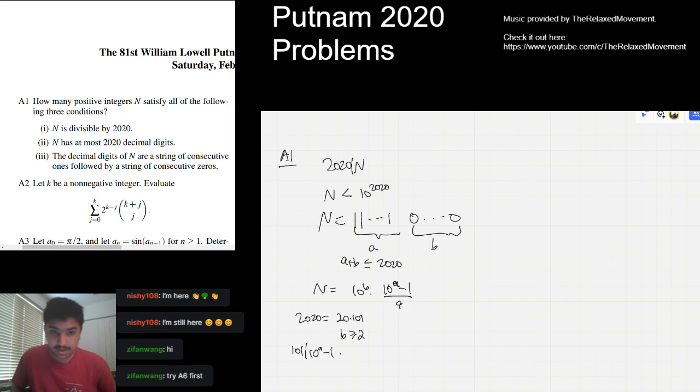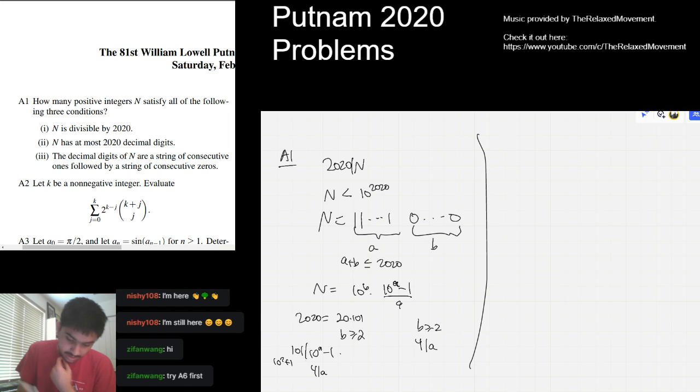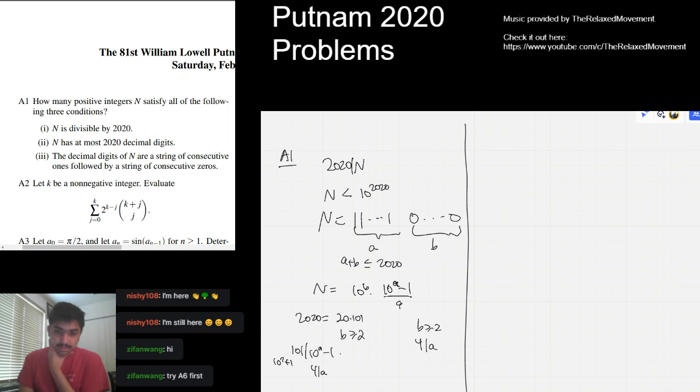And when does 101 divide 10 to the a minus 1? Well, I think you just need 4 divides a, right? This is a 10 squared plus 1. So you need b greater or equal to 2, and you need 4 divides a. Okay. Looks like that should be really easy. As long as you have 4 divides a, then 101 divides it. And as long as b is at least 2, then the 20 divides.